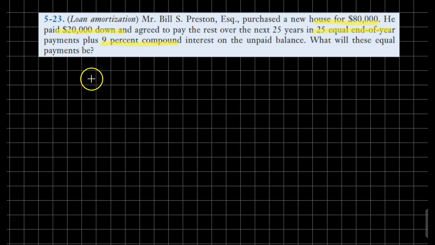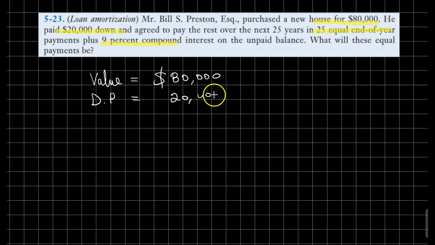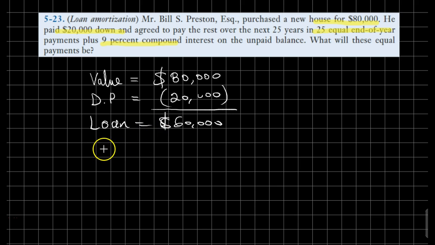So the current value of the house is $80,000. Because we will make a down payment of $20,000, all we need from the bank, the loan amount, will be simply $60,000. Now we can go ahead and use our financial calculator to figure out what equal end of year payments will be.